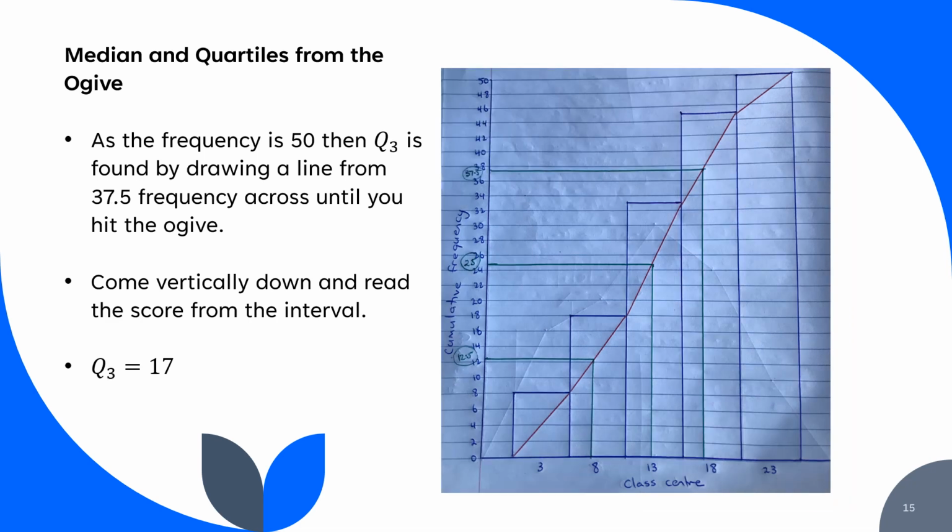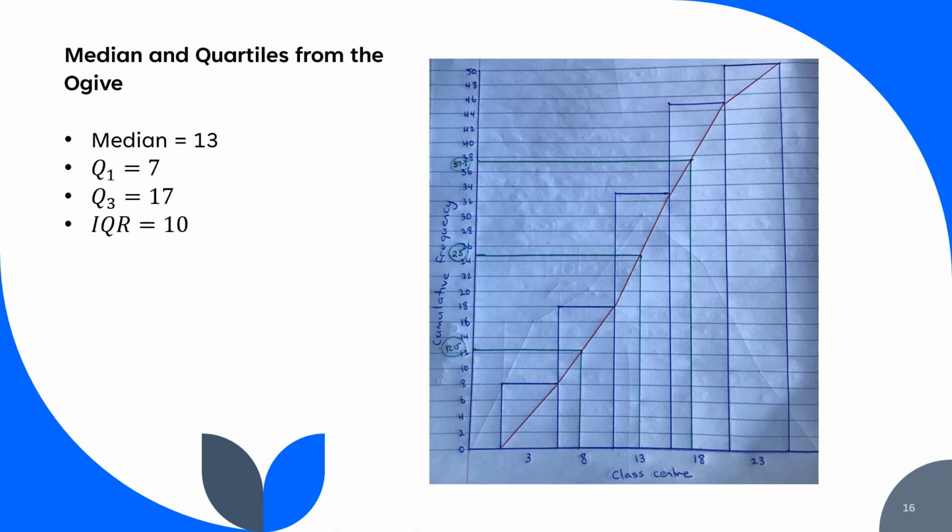For Q3, that's 3 quarters of 50, so you come across at 37.5, you hit the ogive, and when you come down, that is just to the left of 18, so we're going to say that Q3 is 17. That's how we find our medians and quartiles using our ogive. A really important concept and step to understand. So here's our median at 13, Q1 is 7, Q3 is 17, giving our interquartile range of 10.